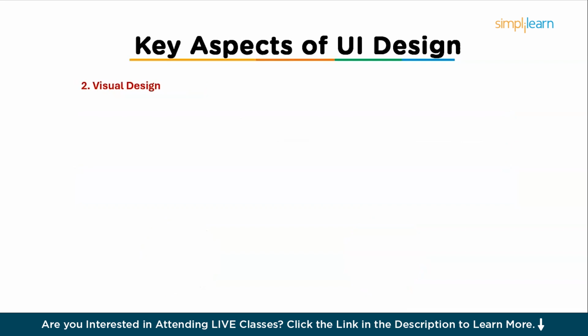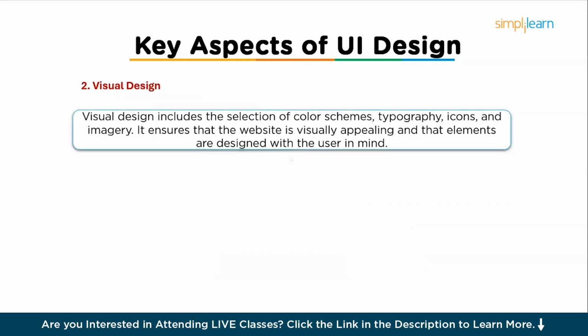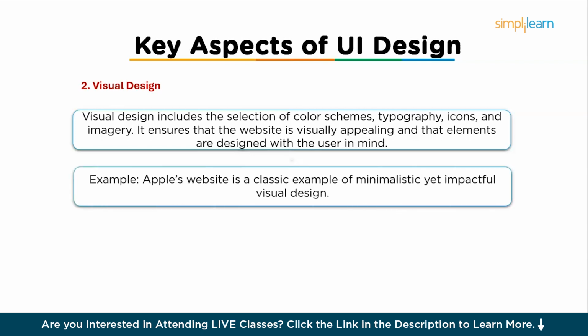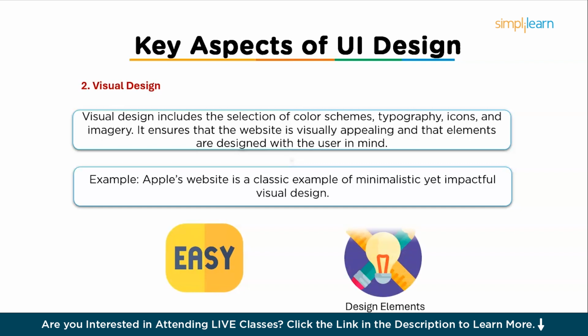The second one is visual design. Visual design includes the selection of color schemes, typography, icons, and imagery. It ensures that the website is visually appealing and that elements are designed with the user in mind. Example is the Apple website, a classic example of minimalistic yet impactful visual design. Its use of large high quality images, clean fonts, and white space make it easy for users to focus on the product without being distracted by unnecessary design elements.